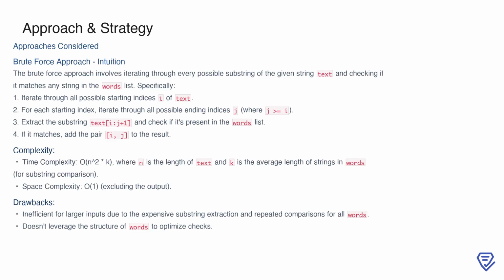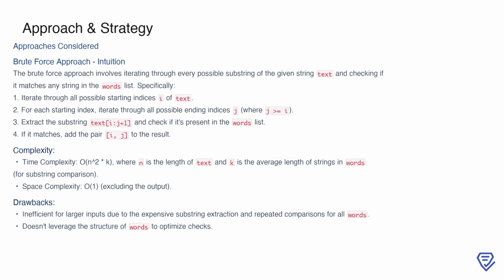To begin solving the problem, we can consider a brute force approach. The intuition here is straightforward. We check every possible substring of the input string text to see if it matches any of the words in the words list. Specifically, we iterate through all possible starting indices of text and, for each starting index, iterate through all possible ending indices. For each pair of indices, we extract the substring and check if it exists in the words list. If it does, we record the starting and ending indices as a pair in the result.